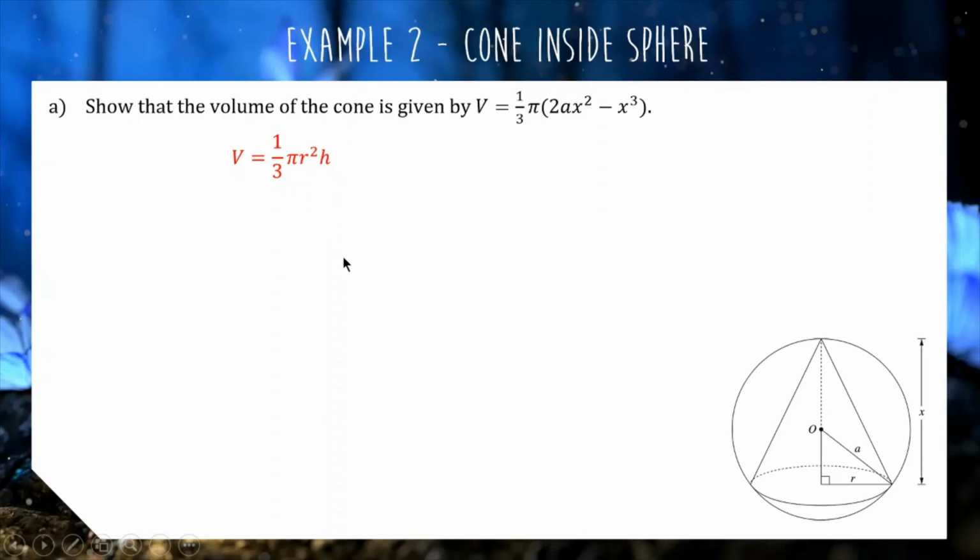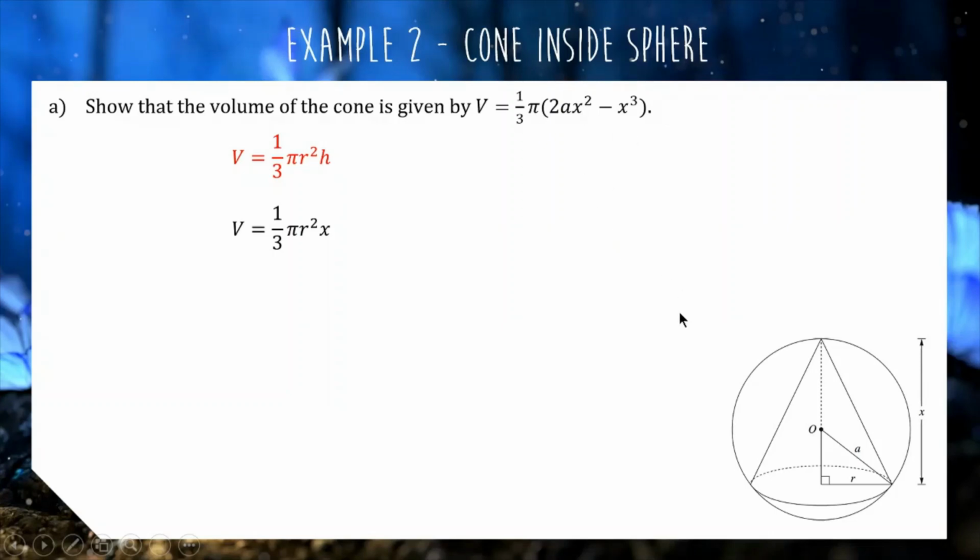Okay, so that's kind of assumed knowledge for this question, unfortunately. If you don't know that, you are out of luck. Now we notice that the height of the cone is x, so that h is now going to be an x. We have the 1/3 pi already good to go. What we need to show is we can turn r squared into something involving 2a's and x's.